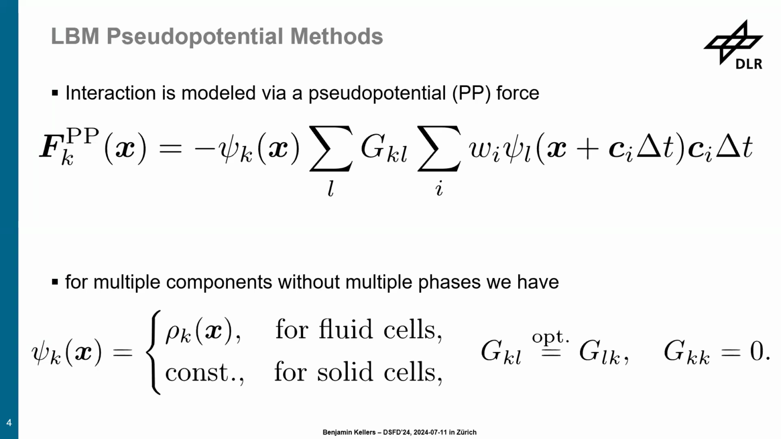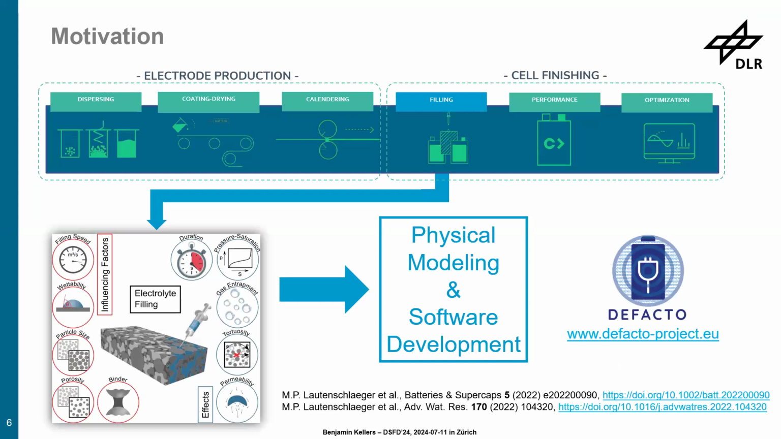The interaction strength is just about the difference, actually, and you could tweak the stability of the model with this. But for a first time to think about it, we can assume it is that way. So now about the motivation. We actually want to simulate the full steps in a battery production. So you have many different things going on, and my work is actually focused on the filling part.